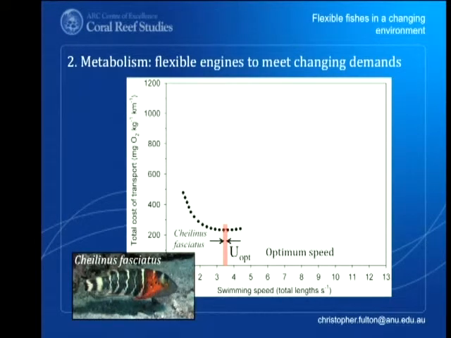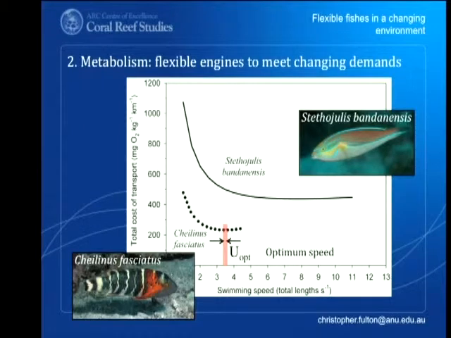Very narrow tolerance. Stethojulis bandanensis, on the other hand, has a vastly different energy curve, or cost of transport curve. And in this case, what you see is an optimum swimming speed that is more broadband. It stretches between 5.5 and 10.5 body lengths a second. So, if you like, this gives them the flexibility to choose a speed anywhere between 5.5 and 10.5 according to what the environment demands of them on that given hour or day.